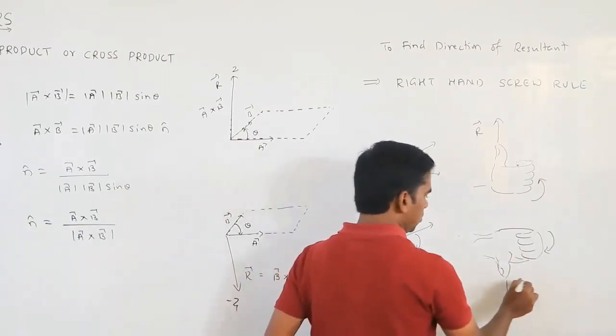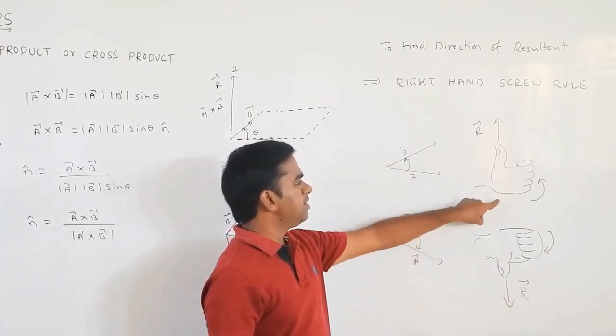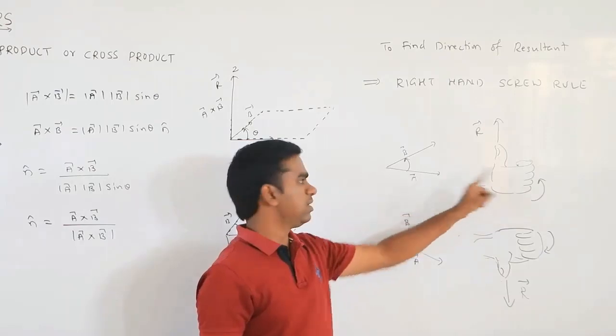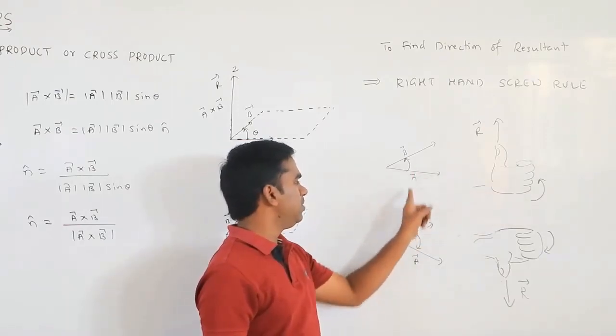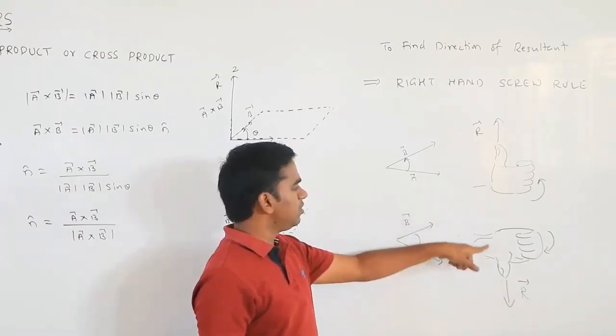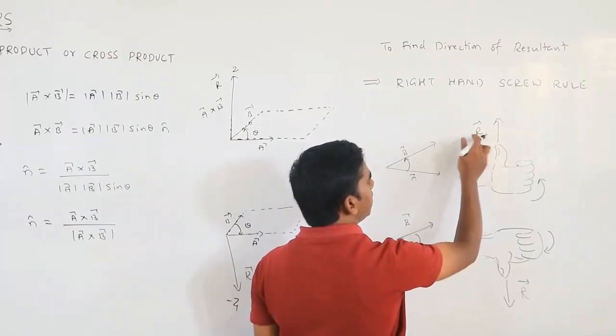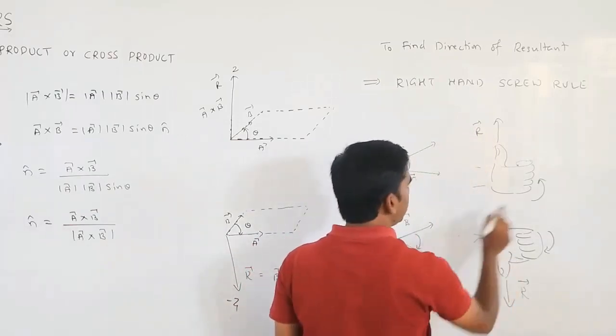So what you can tell from this is the fingers of the right hand will give you the direction of whether it is A to B or B to A, or the direction of vector movement. Then the thumb will give you the resultant. Okay. So fingers.